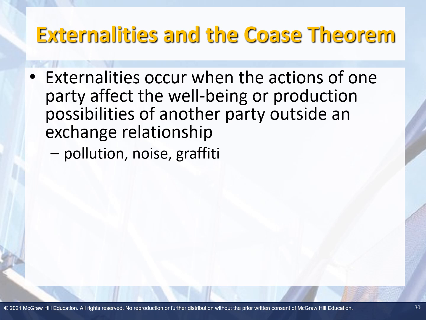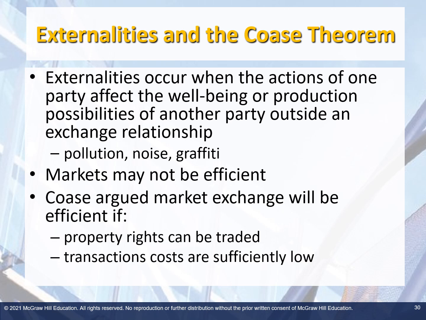Externalities occur when the actions of one party affect the well-being or production possibilities of another party outside of the exchange relationship. Common examples of this include pollution, noise, and graffiti. Markets may not be efficient in the presence of externalities. The Coase theorem argues that market exchange will be efficient if property rights can be traded and transaction costs are sufficiently low.